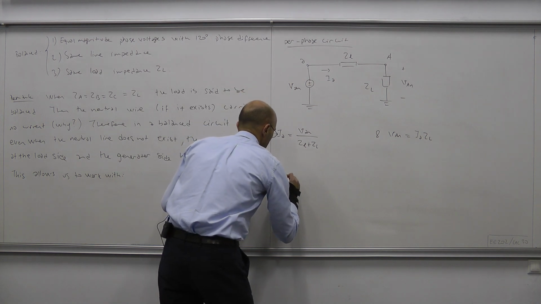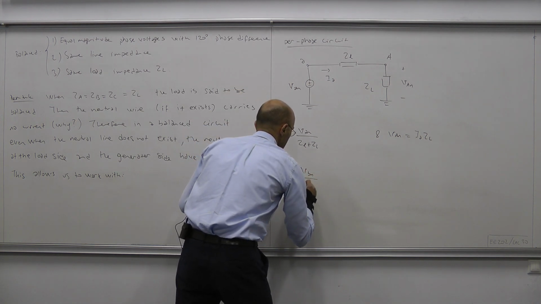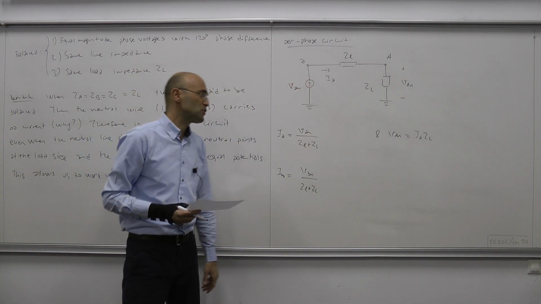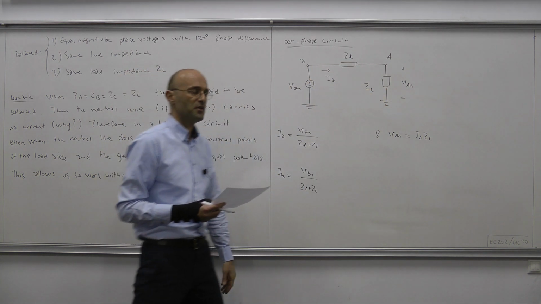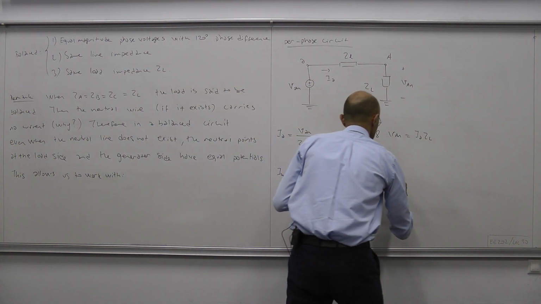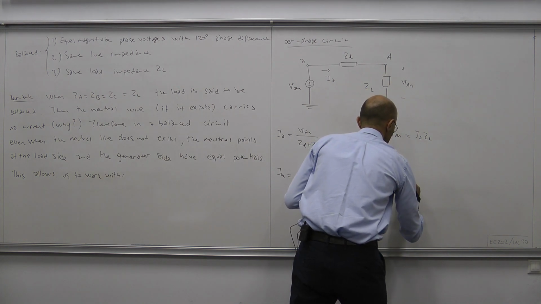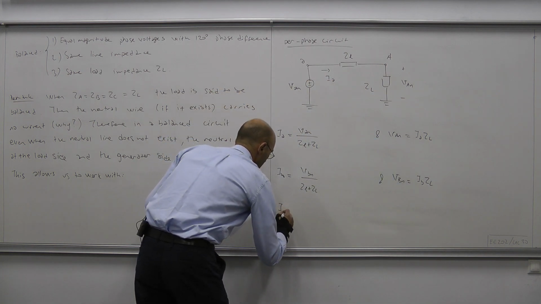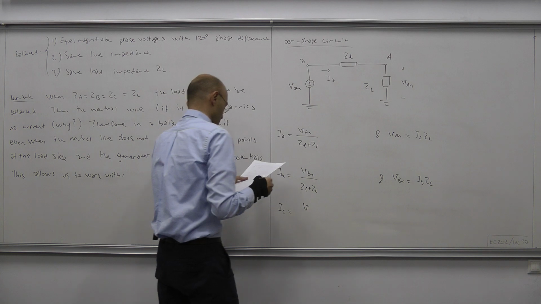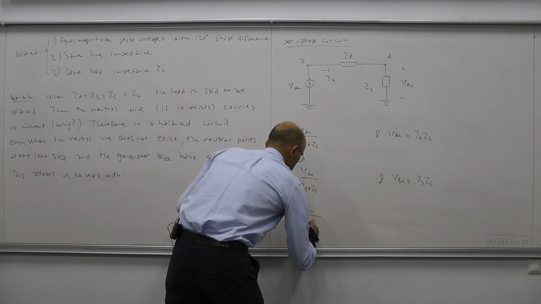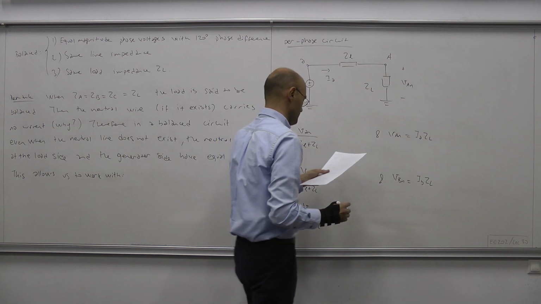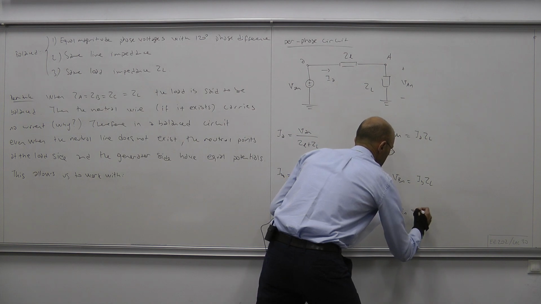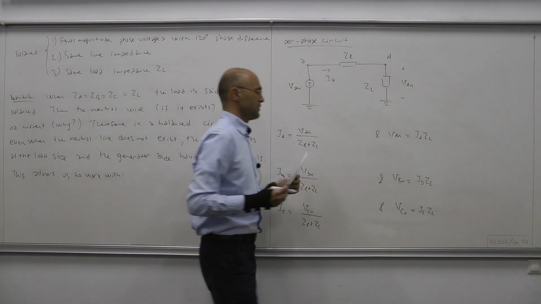Now, likewise, we have IB equals VBN over the same denominator, because we're working with a balanced circuit. All the line impedances and all the load impedances are the same. And capital VBN is IB times capital ZL. And finally, IC is VCN over the same denominator, and capital VCN is IC times capital ZL.